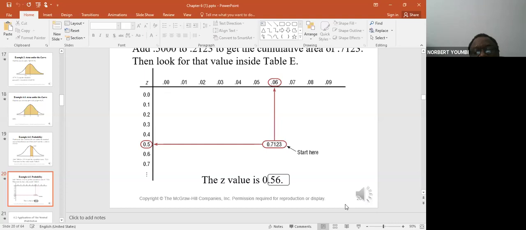These are the type of questions you will have on your homework or your quizzes. You will be asked to find z so that the area to the left, area to the right, area between, or find the area so that z is less than, greater than, or between.